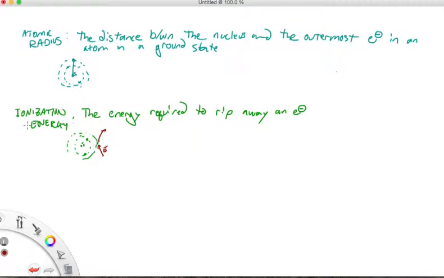And you might be thinking to yourself right now, well, Mr. Sand, if this has a greater effective nuclear charge than another atom, then it's going to be harder to rip away. And you're right!